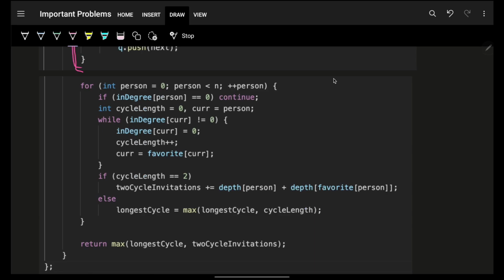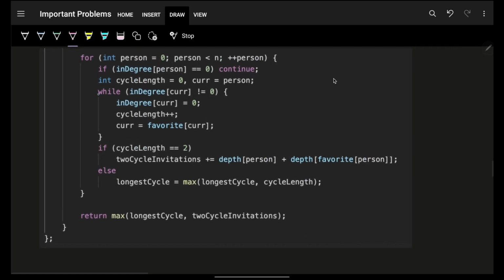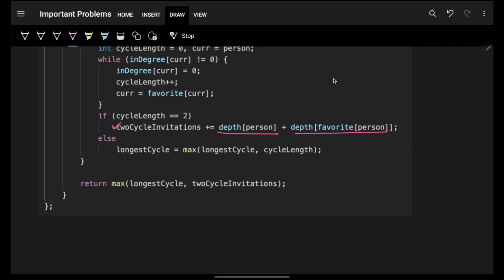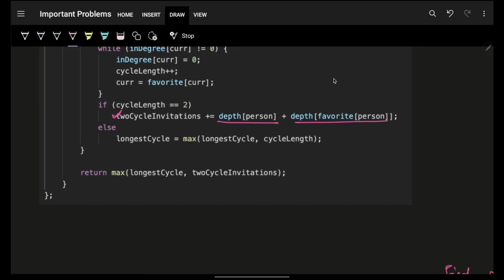To figure out which nodes I've already visited, I will simply check if their in-degree is 0, which means I have already visited them or I have already reduced them. In the other case, I will go on and try to reduce it. If the length is 2, make sure to add the person's and the favorite person's depth into my answer, which is a cycle of length 2, the entire component sum with extensions, all that. I'll simply add it in this variable. Or if it is a cycle of length more than 2, then I'll try to maximize the corresponding longest cycle length. And ultimately, the maximum of this will be the answer.